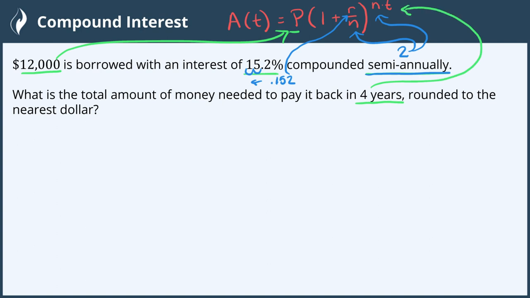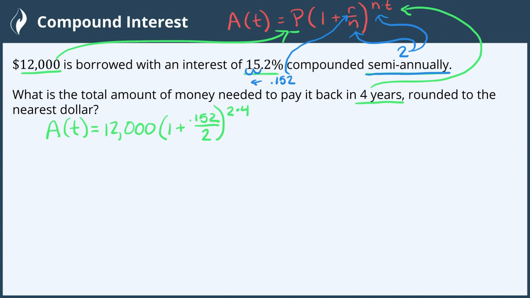So we'll substitute all of that in, giving us A of t equals the principal of $12,000 times the quantity of 1 plus the rate, which we changed to a decimal, of 0.152 divided by the number of compounds per year. Semi-annually is 2, and then raising this to the n, which we just found is 2, so it'll be 2 times the number of years, which is 4.